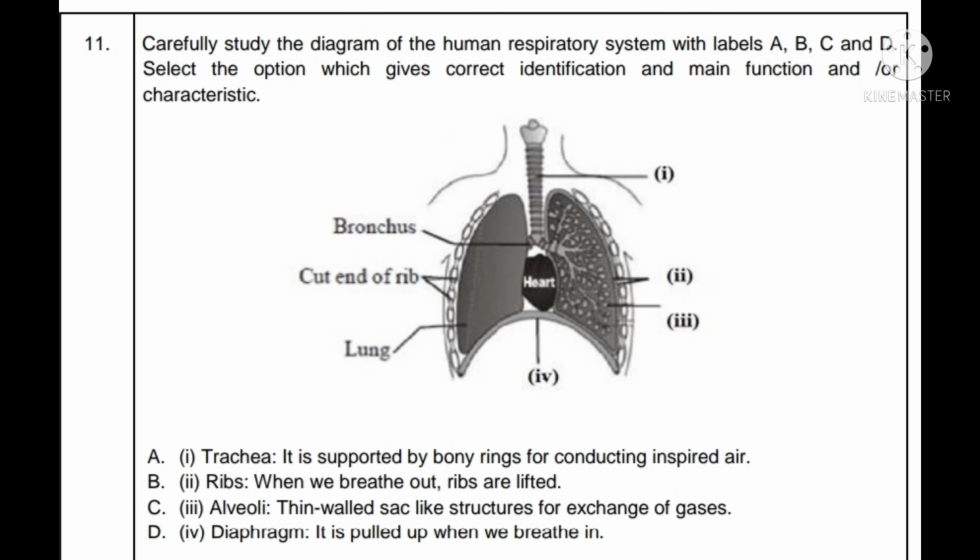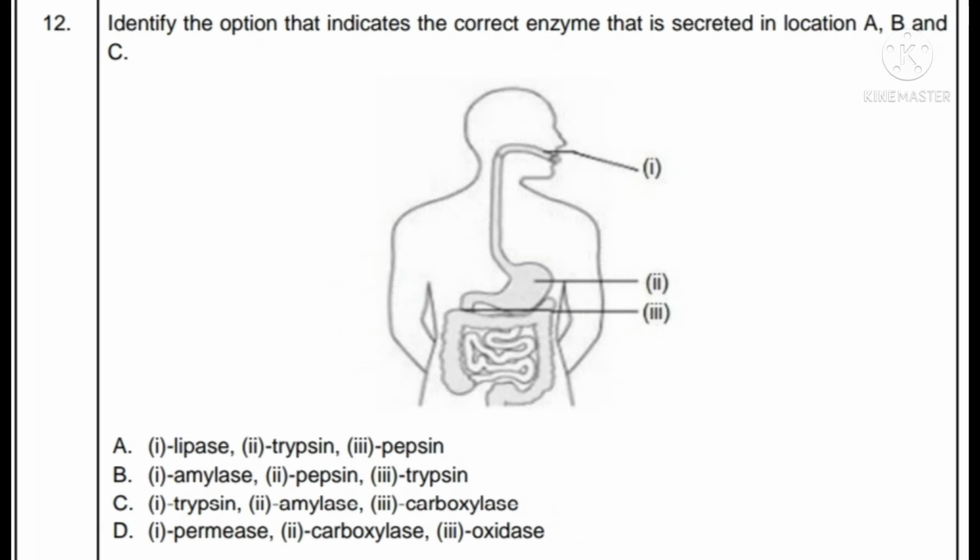Question number 11. Carefully study the diagram of the human respiratory system with the labels A, B, C and D. Select the option which gives correct identification and main function and characteristic. Here the correct answer is option C, alveoli, thin-walled sac-like structure for exchange of gases.